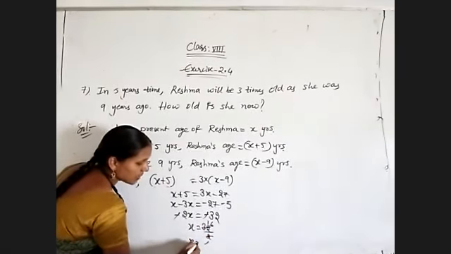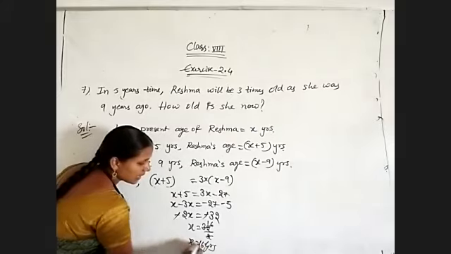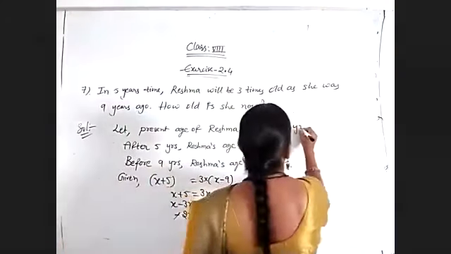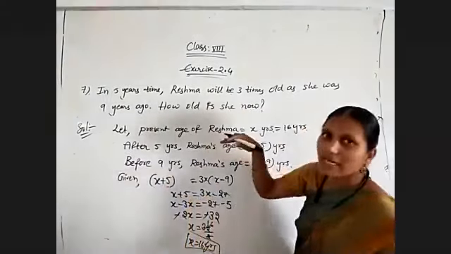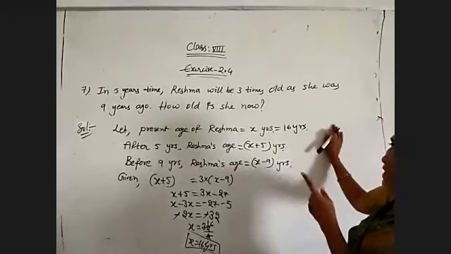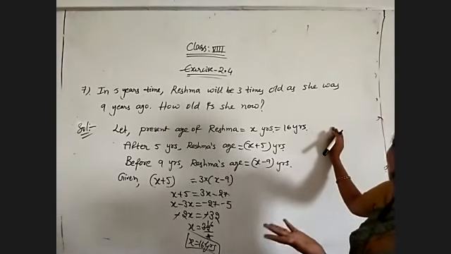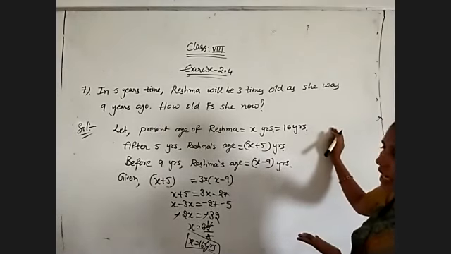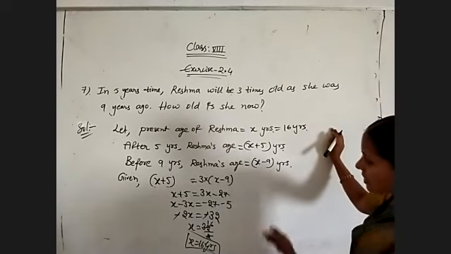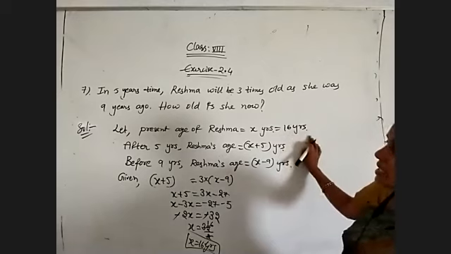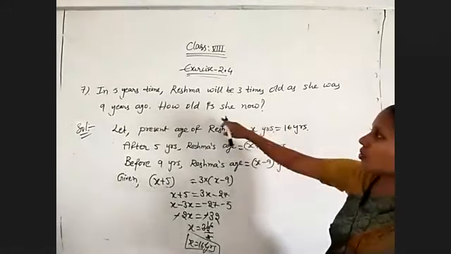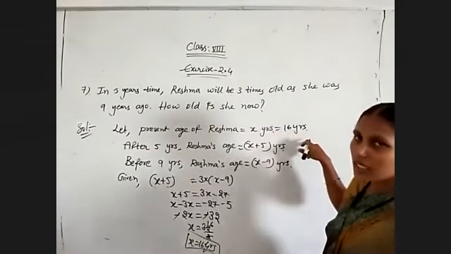So what is our present age? 16 years. So here only for one person, and they are given ago and after. 5 years' time is x plus 5, ago means x minus 9, and the given condition is x plus 5 is equal to 3 into x minus 9. By simplifying that, the x value we got is 16 years. That means our present age is equal to 16 years. So Reshma's age is equal to 16 years.